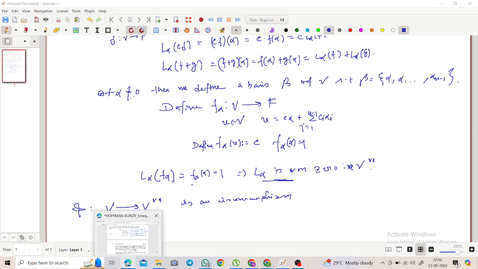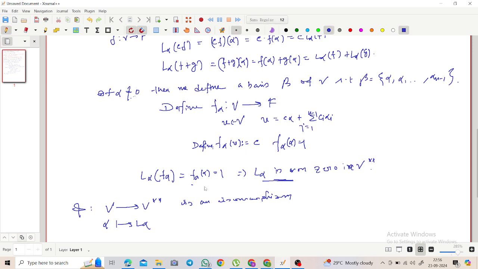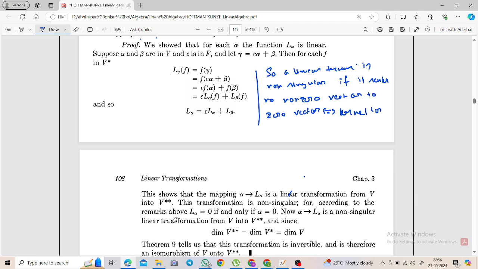If alpha is non-zero, then the induced element L alpha is also non-zero. We have shown it because there is a linear functional f alpha such that L alpha of f alpha is 1, right? So L alpha is a non-zero vector in V double star. So the map alpha to L alpha is non-singular.